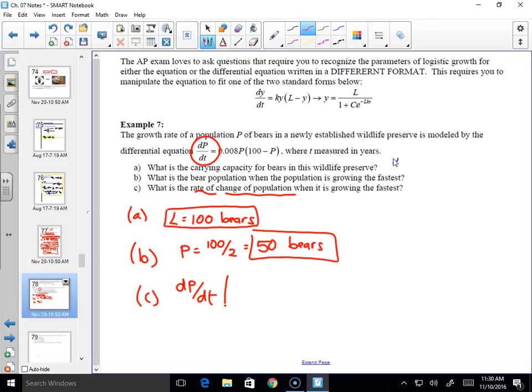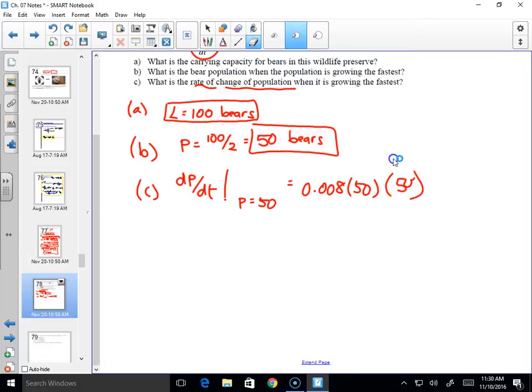If they were asking for time, then we'd have to integrate. So P equals 50. And the nice thing is our differential equation is built upon P, so all we have to do is plug in 0.008 times 50 times (100 minus 50), which would be 50 yet again. 20. So 20 bears per unit time.